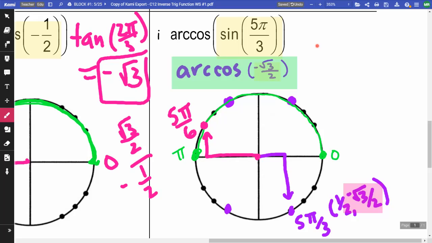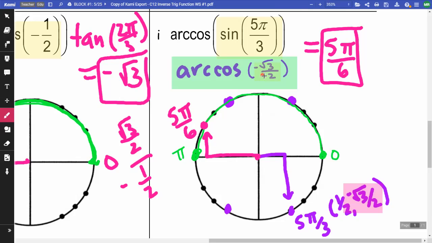So my final answer to this problem is 5 pi 6. That is the final answer. That's what the arc cosine of sine of 5 pi thirds is. It's 5 pi 6. So I first had to figure out what is the sine of 5 pi thirds, which was negative root 3 halves. Then I had to find the arc cosine of that. That's what the sine of 5 pi thirds gave us, but what angle for my cosine would give me that same answer, and that is 5 pi 6.